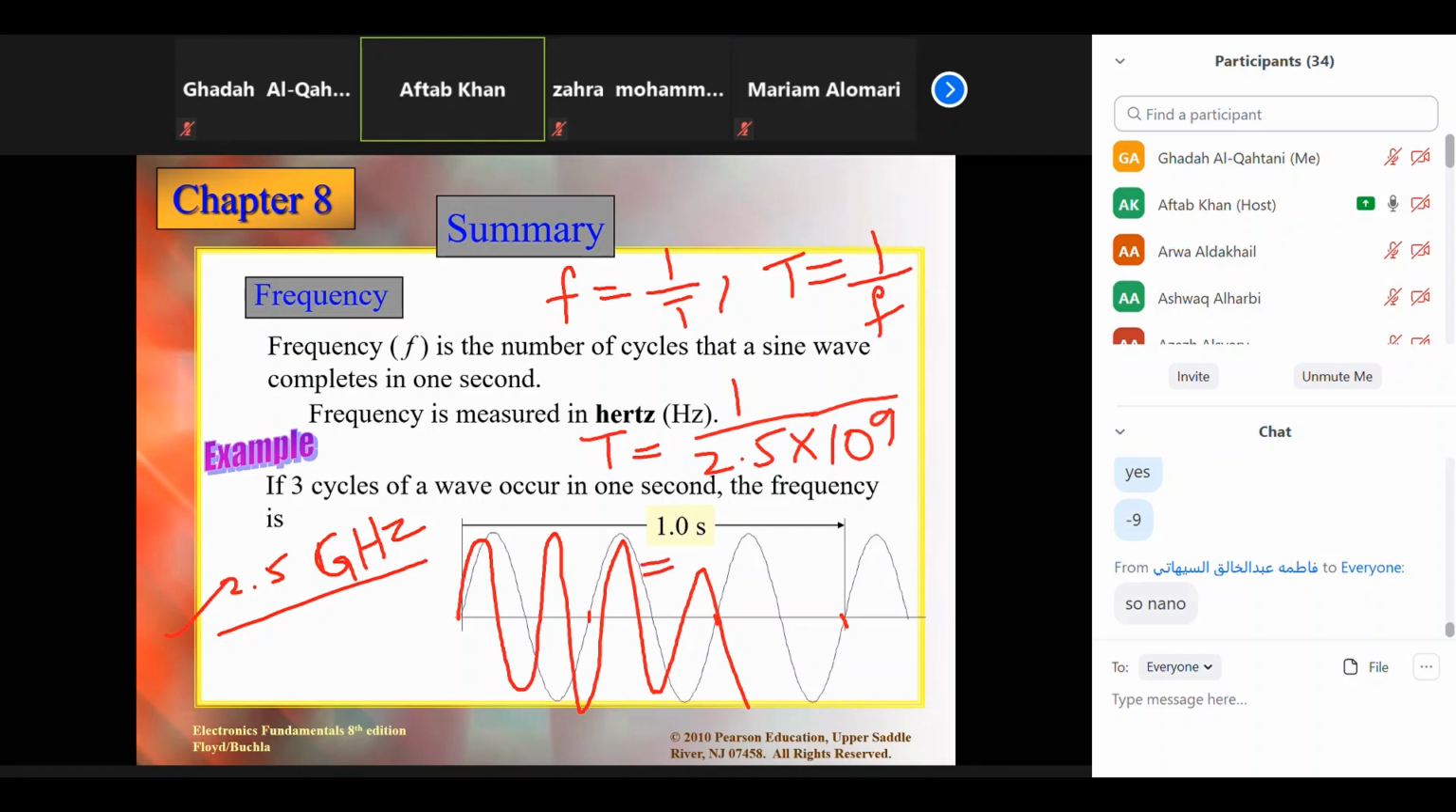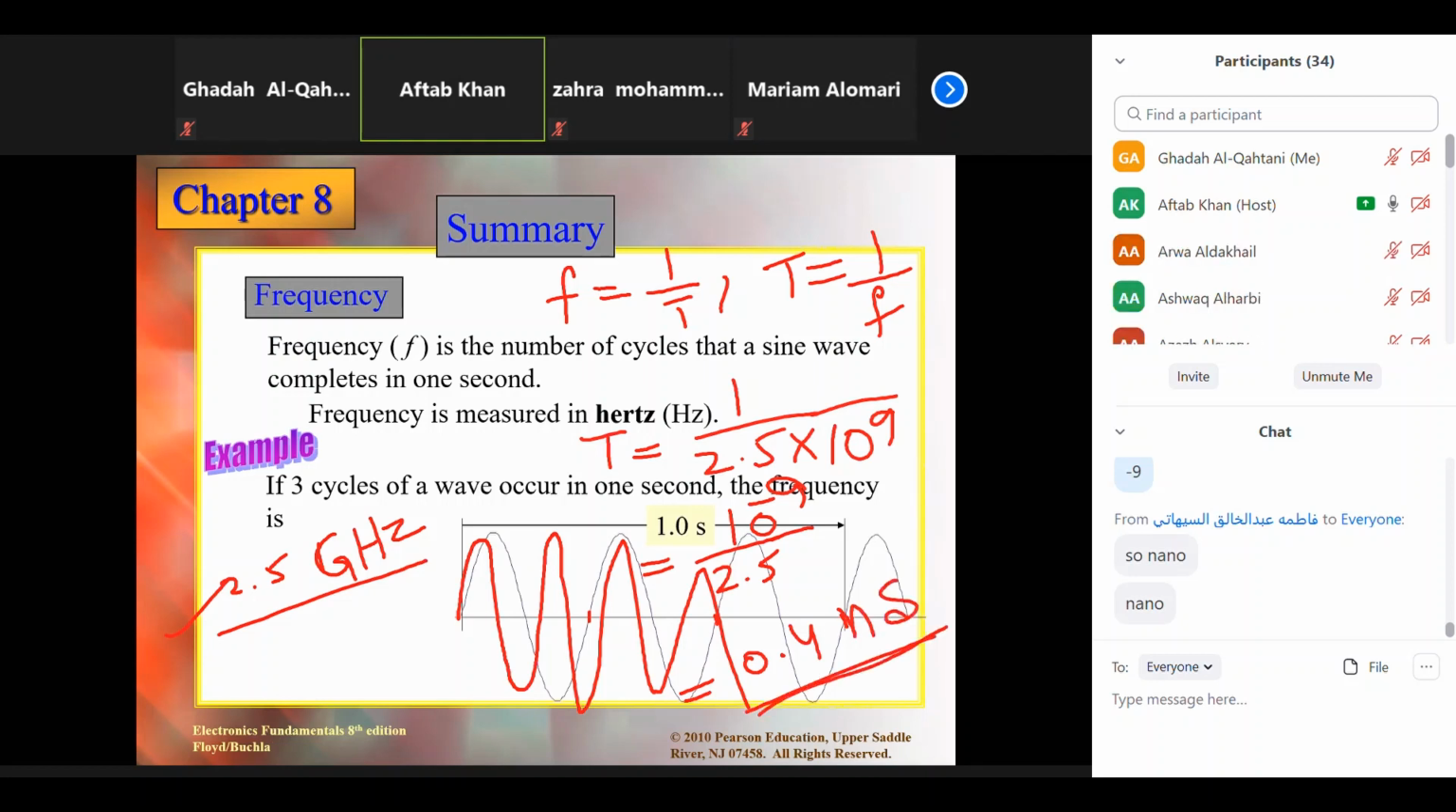So when we flip it, you know what you will be getting? 2.5 will go up, and how much will the power be? 10's power minus 9, correct? 10's power minus 9, which is nano, correct? So it is 1 over 2.5. 1 over 2.5 will be 10 over 25, which is 0.4 nanosecond. 0.4 nanosecond. What does it mean?